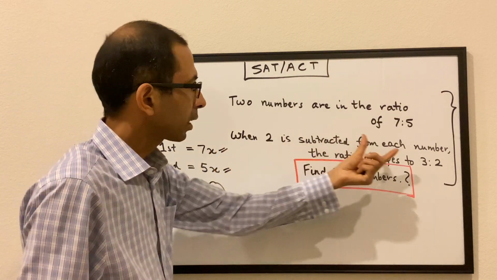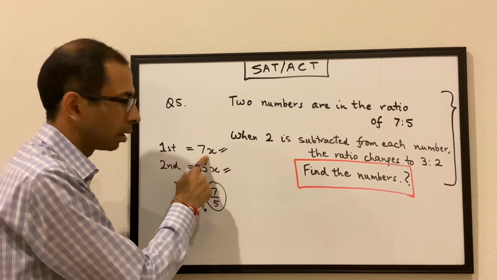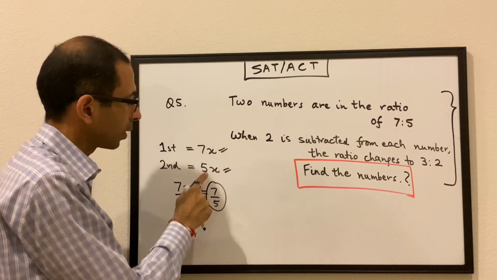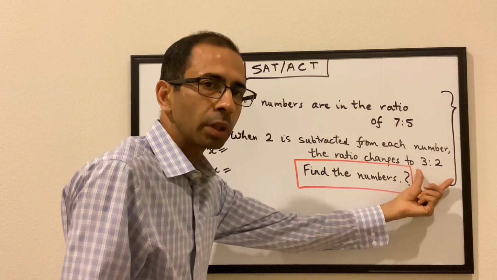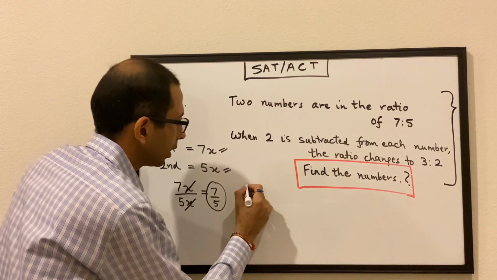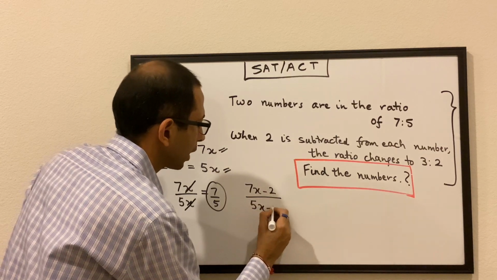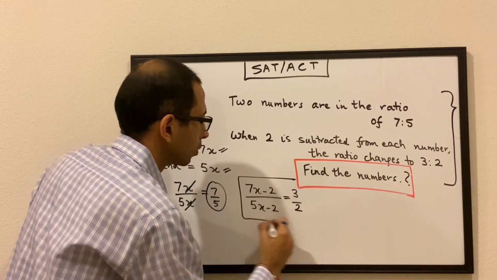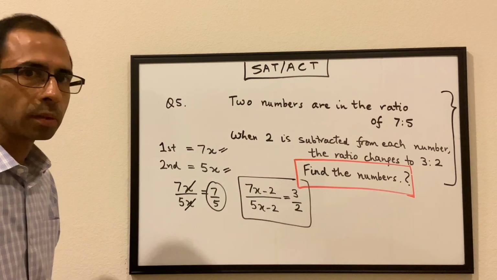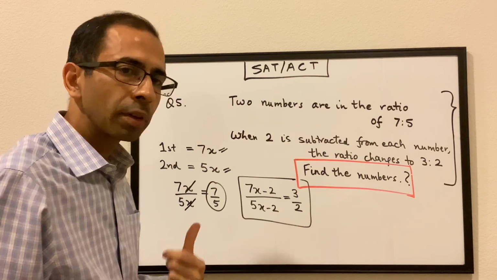Now when 2 is subtracted from each number, so let's say 2 is subtracted from this number, it becomes 7x minus 2 and this becomes 5x minus 2. And in that case the ratio changes to 3:2. So basically (7x minus 2) divided by (5x minus 2) is equal to 3/2. This is our equation, correct? And then we can solve it as we saw earlier in the fundamental series.